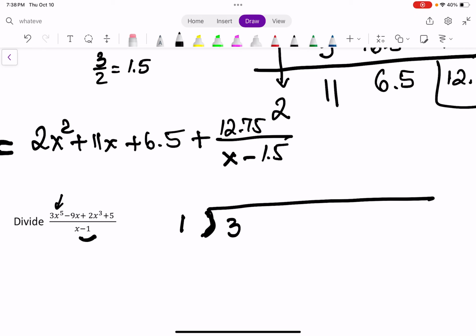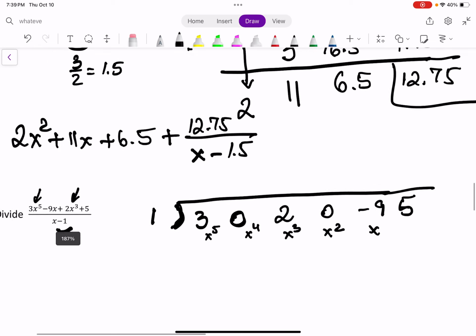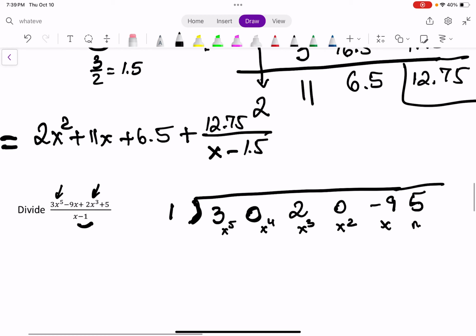Now, I don't see an x to the 4th. But the next one that I need is the 2x cubed. So they have to come in order. X to the 5th, x to the 4th, x to the 3rd. The next one should be x squared. I don't see any of them. The next one should be x. I see -9. And then the next one should be no x. And I see a +5. You have to have them all, including the no x.